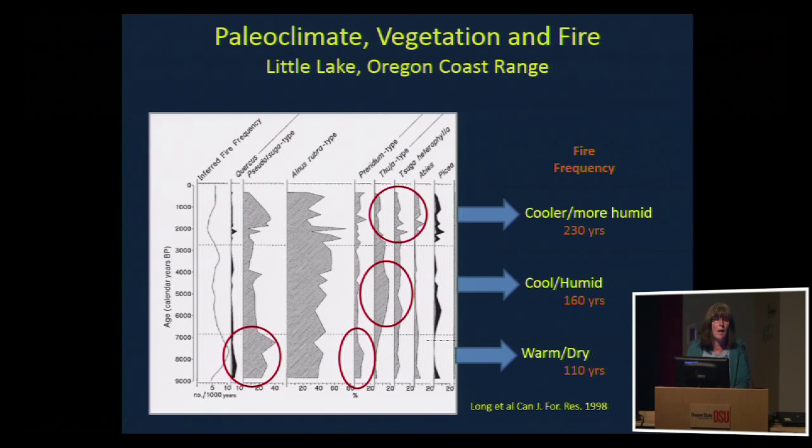So back to the pollen graph at Little Lake in the Central Oregon Coast Range. Long also looked at charcoal in lake sediments and was able to do a very long-term fire history at that site. And what he found, again, was a very strong link between climate, vegetation, and fire. You can see here that the warmer, drier climate and vegetation produced more frequent fire. And as we move into cooler and more humid conditions, the fire history followed suit by becoming less frequent.